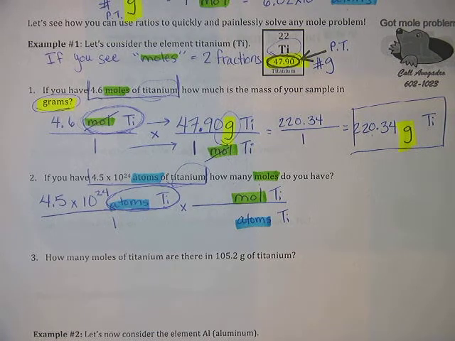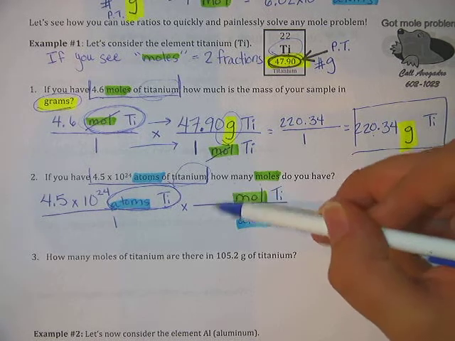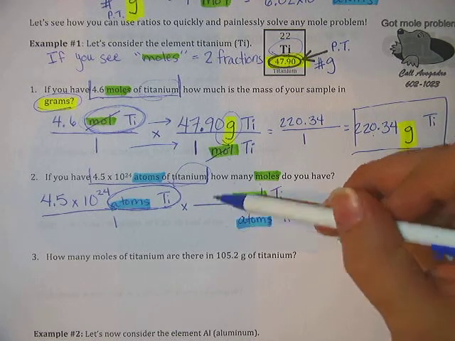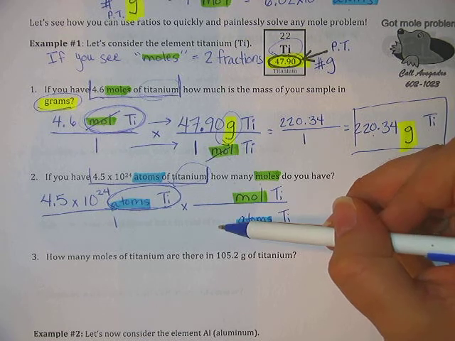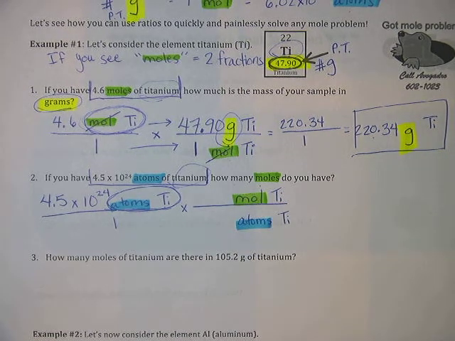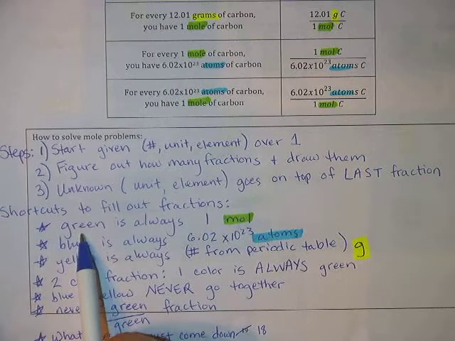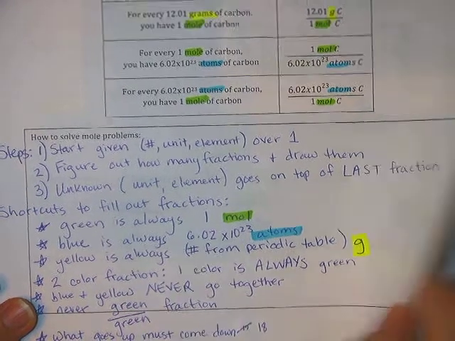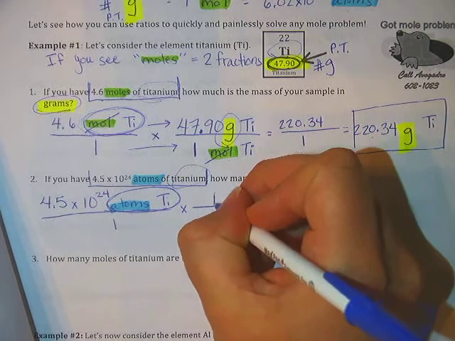And we always color atoms blue. Now, if we can get this far, then putting in a number should be relatively simple because we have shortcuts to figure out our numbers. Green is always 1 mole. So in front of moles here, I'm going to put a 1.